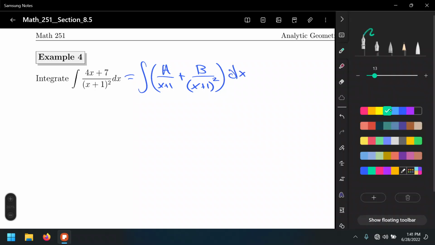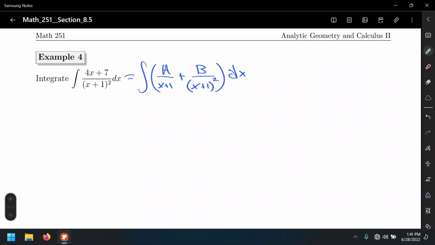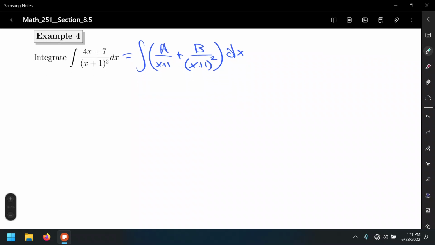Alright, so let's solve the equation to obtain the basic equation, and also let's find the constants A and B that would give this partial fraction decomposition. So we're going to set (4x plus 7) over (x plus 1) squared equal to A over x plus 1 plus B over (x plus 1) squared. Alright, so we need to multiply both sides by the least common denominator to clear the denominators and simplify our equation. What is that least common denominator? What should we multiply both sides by?